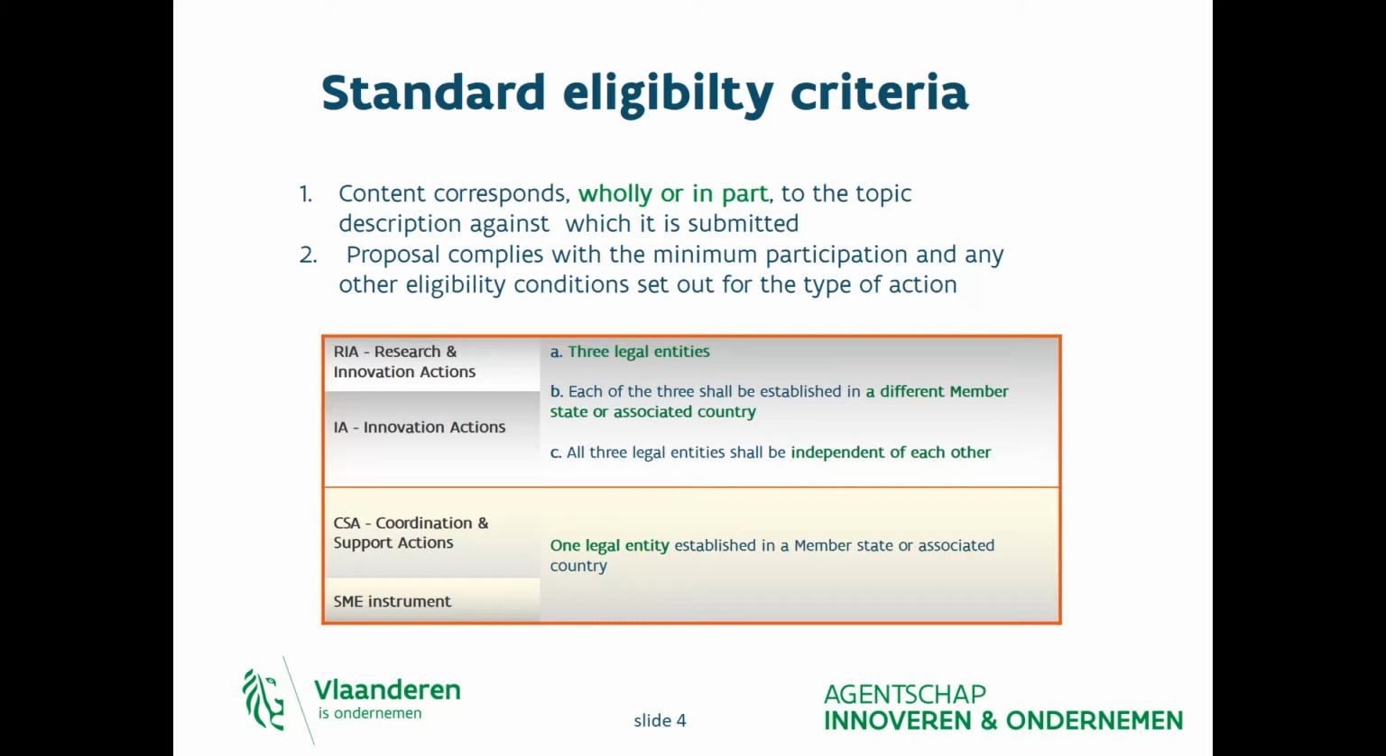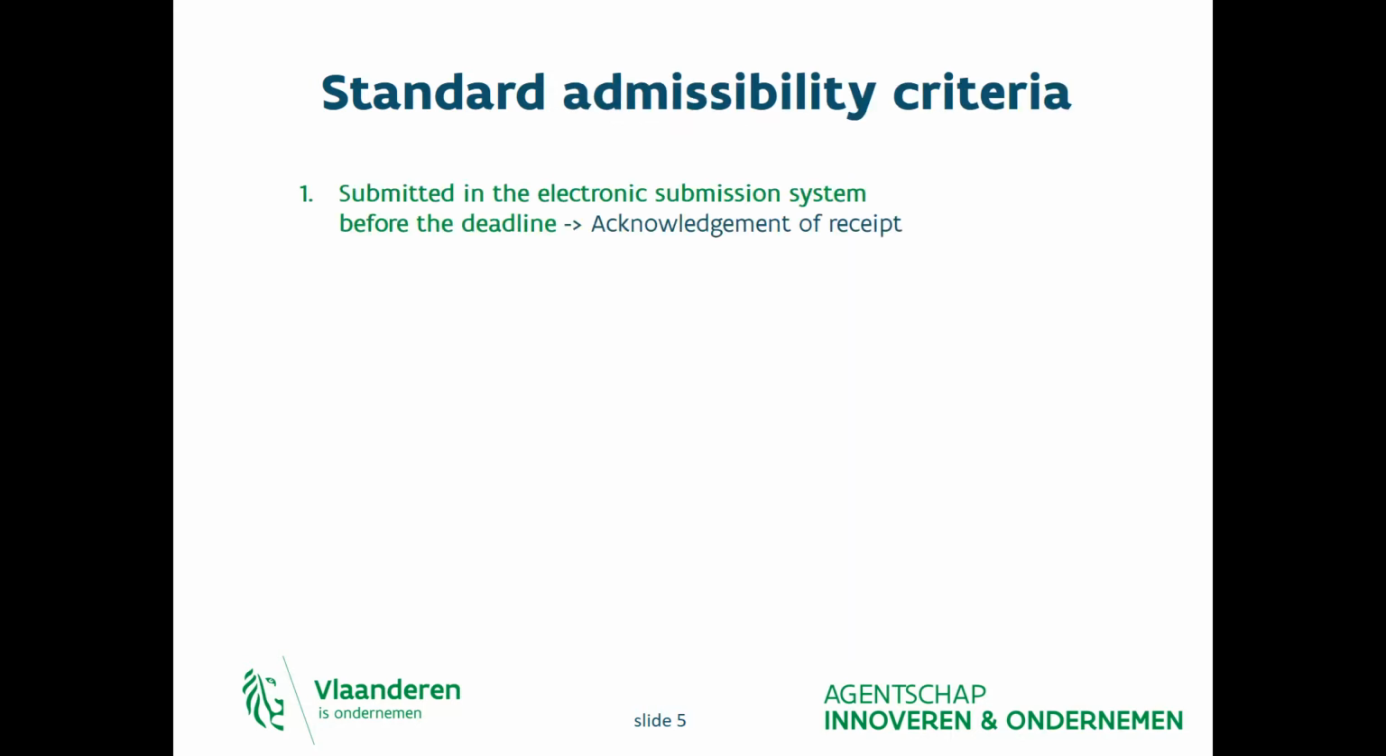Now, let's have a look at the admissibility criteria. In order for your proposal to be admissible, it has to be submitted in the electronic submission system before the deadline. This deadline is extremely strict. 1 second too late is too late. Keep your acknowledgement of receipt as a proof of the submission of your proposal.